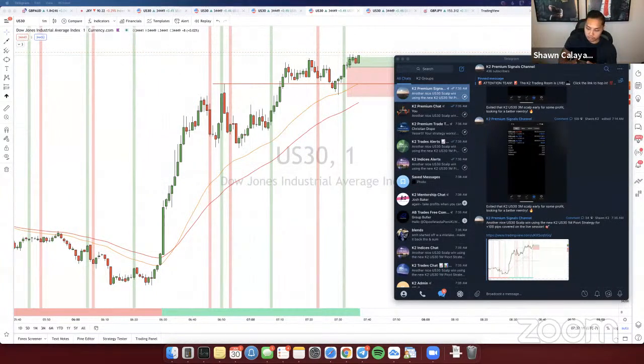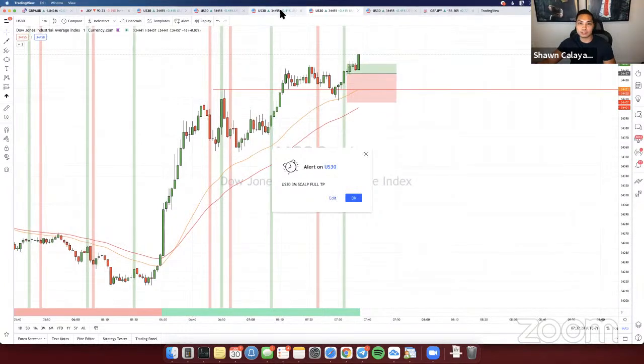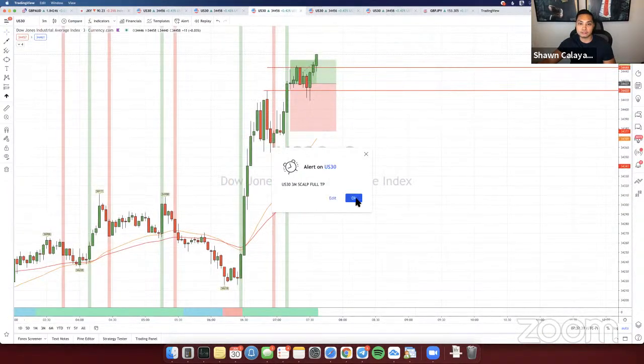Let me screenshot this real quick. All right, down 3,000, so I'm up pretty nice for the day. Yeah, solid. There we go. The 3 minute just hit full TP as well. So there goes some more horns for you guys right there. Whoever caught that trade too, big congrats to everybody here.